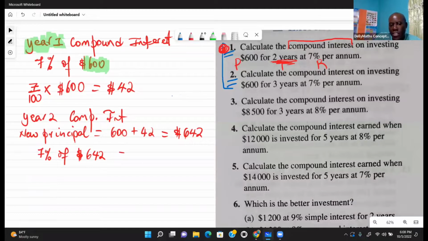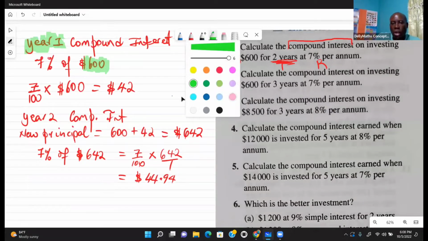I'm going to put it to the side for space. We're talking about 7 over 100, and we're multiplying this by 42. Take out our calculators and we'll put it on that. Remember, you use your calculator in the CXC exam to the fullest. So the interest in year two is $44.94. This is year two's interest.